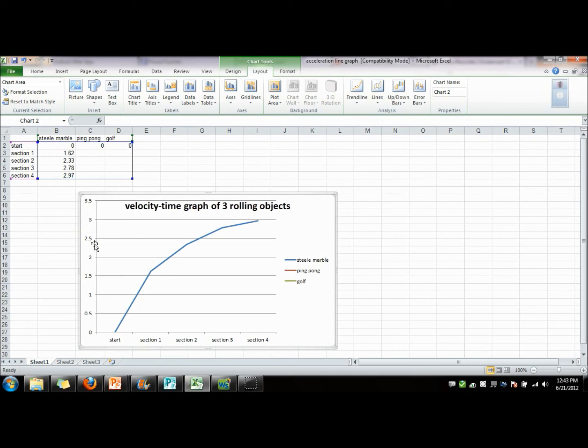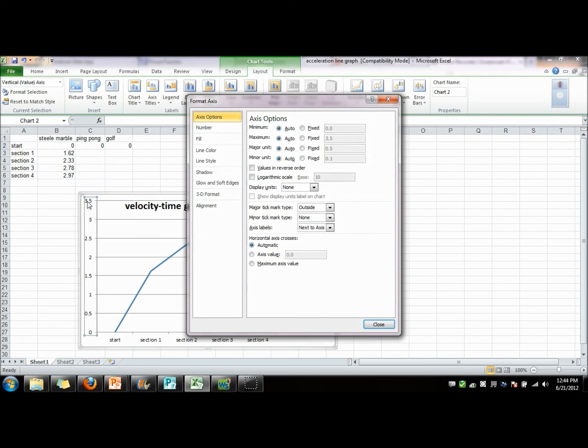Okay? Over here, what I would like to see, right here you can see it gave us an interval of 0.5. So that means it counts by 0.5: 0, 0.5, 1, 1.5, and so on. However, we will get a more accurate visual representation if we change this to 0.1.